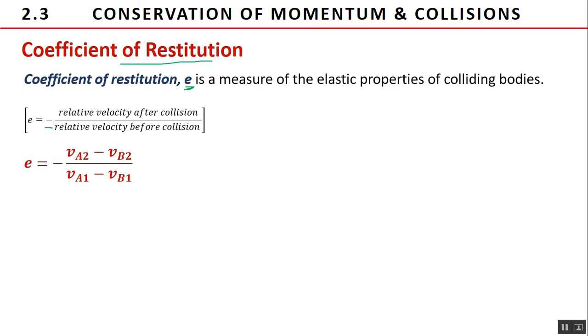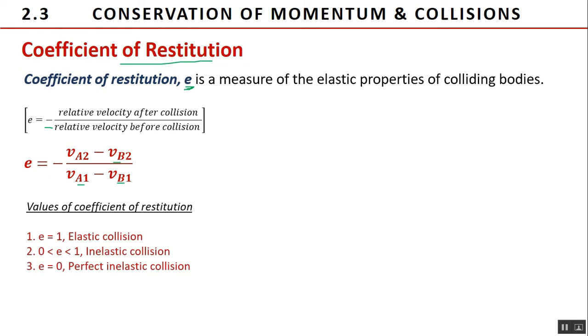And that is negative of the quantity, v sub a2 minus v sub b2, all over v sub a1 minus v sub b1. The value of the coefficient of restitution varies from 0 to 1, depending on the type of collision. For elastic collision, the value of e is 1. Any value greater than 0, but less than 1 is for inelastic collision, and for perfect inelastic collision, 0. Take note that this equation of coefficient of restitution is very helpful in dealing with elastic and inelastic collision.